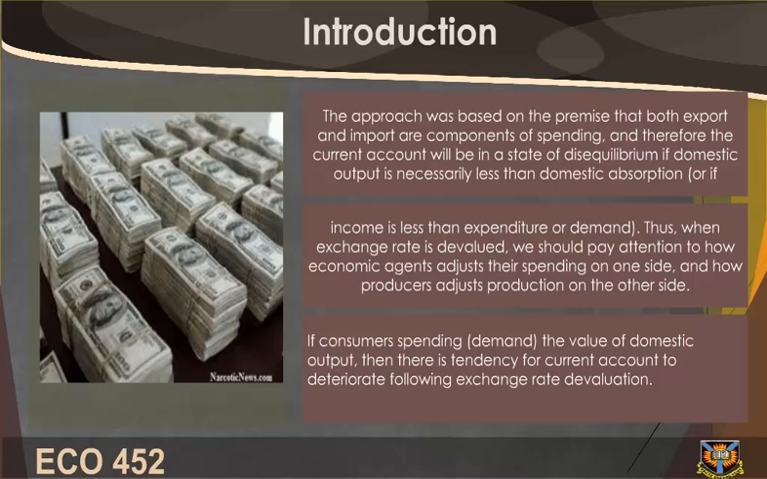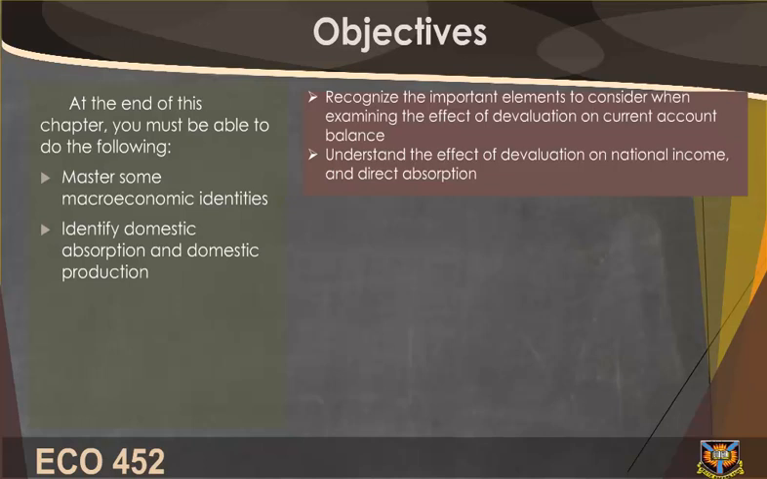If consumer spending exceeds the value of domestic output, then there is a tendency for current account to deteriorate following exchange rate devaluation. Objectives. At the end of this chapter, you must be able to do the following: master some macroeconomic identities, identify domestic absorption and domestic production, recognize the important elements to consider when examining the effect of devaluation on current account balance, understand the effect of devaluation on national income and direct absorption.